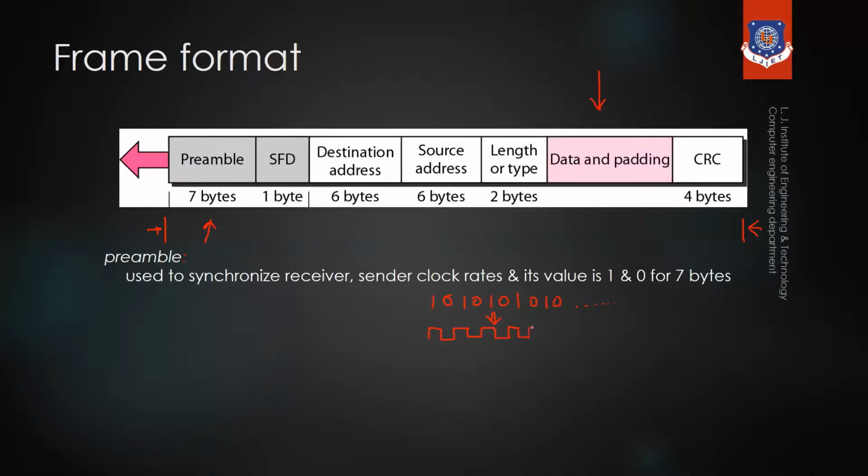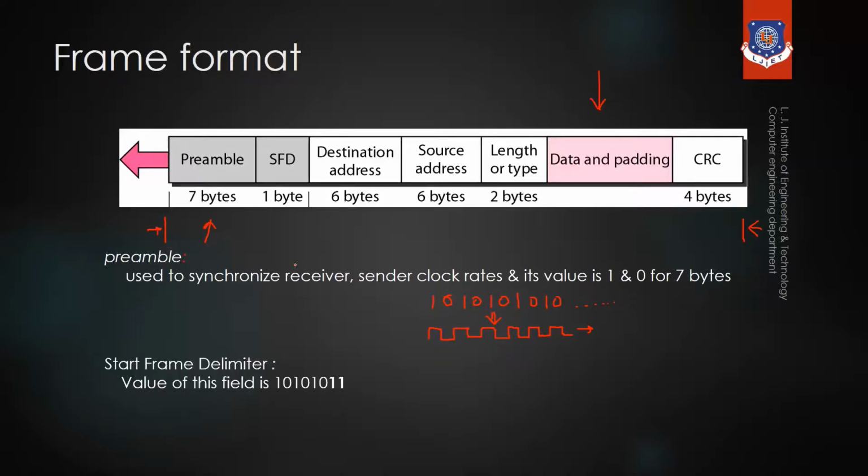And this signal is nothing but a periodic signal. And a periodic signal has a characteristic like frequency, right? So when the receiver receives this type of signal, from this signal, the receiver will interpret the frequency of the incoming signal and it will synchronize itself with the frequency of the receiving signal. So the preamble is used to synchronize the receiver, right?